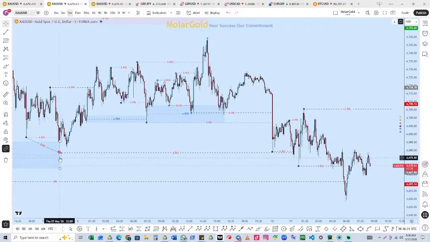Even when you are in drawdown, it's not going to be that huge, unlike when you are in the bear territory. Let's understand these things. It's very, very important.